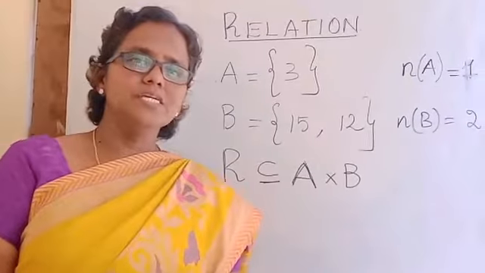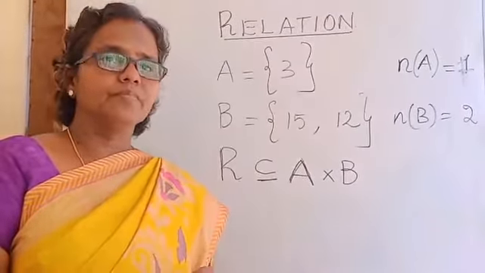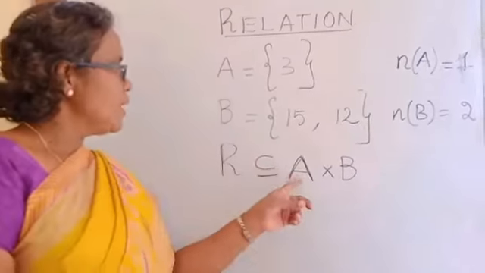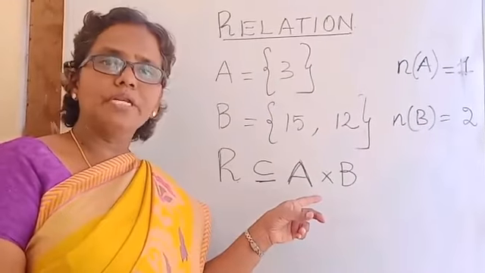So what is a relation? A relation is a set of ordered pairs. And how do you find the set? How do you frame the set? It is by means of the Cartesian product of the two sets involved in that particular problem.